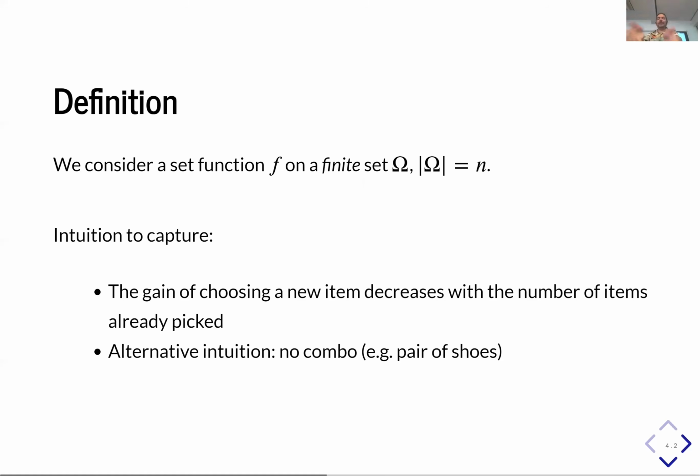And the example that they usually give is a pair of shoes. So imagine that your universe is a left shoe and a right shoe. If you pick up a left shoe, the value is basically nothing. But if you pick up a left shoe while you already have a right shoe, you have a big value. So this is a combo effect, and with this, the marginal utility also has a big increase. So it is the opposite of what we want to have.